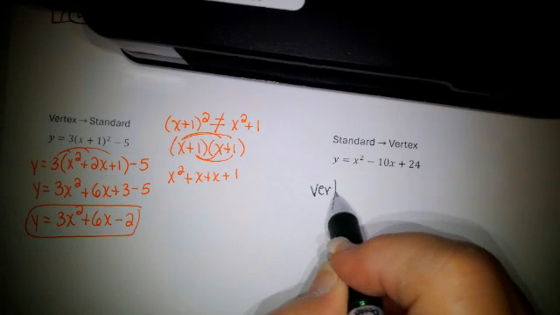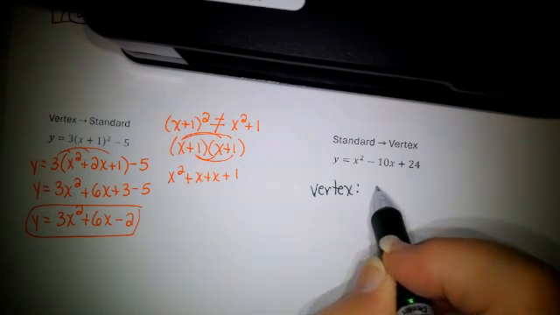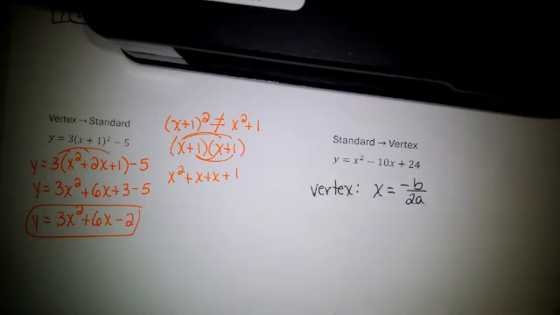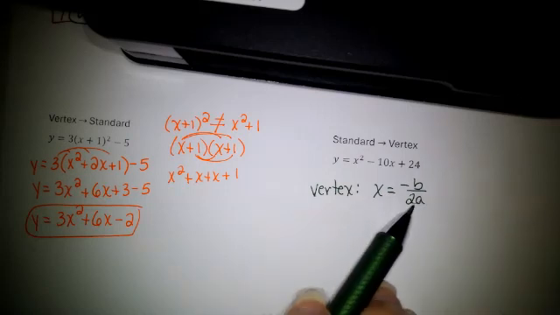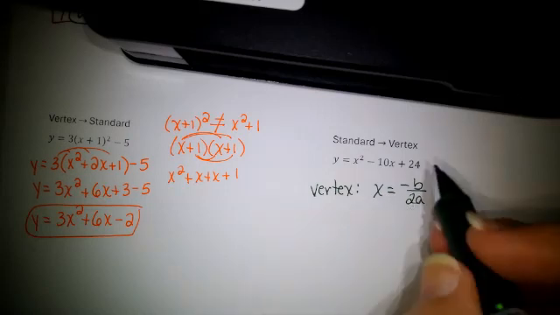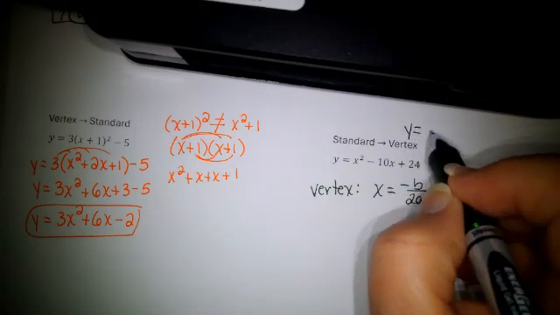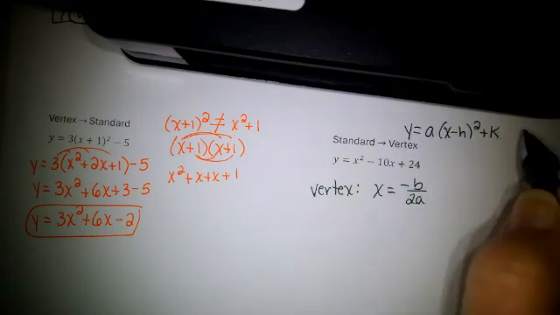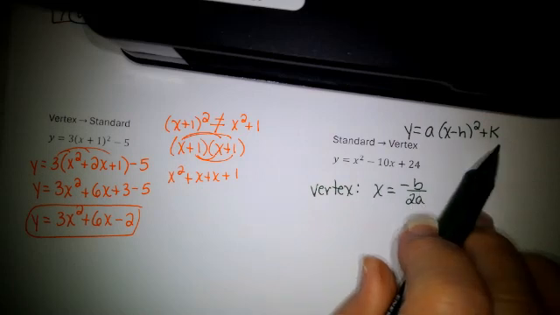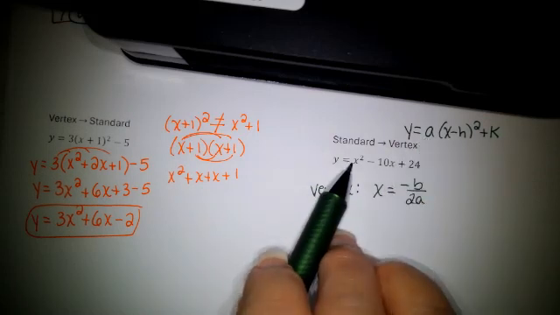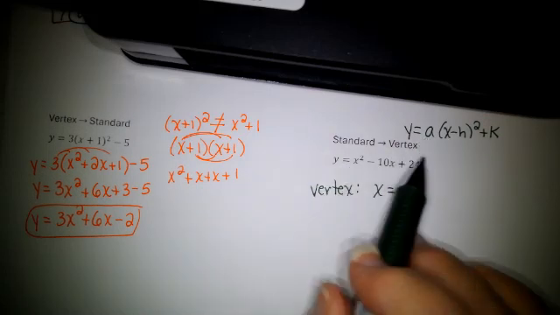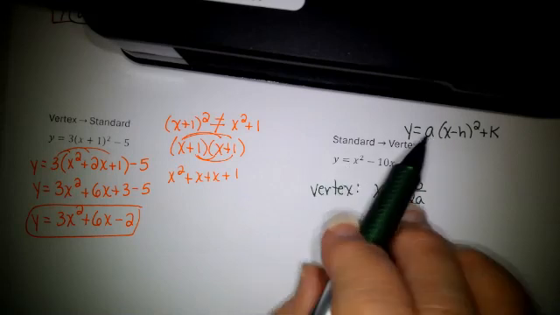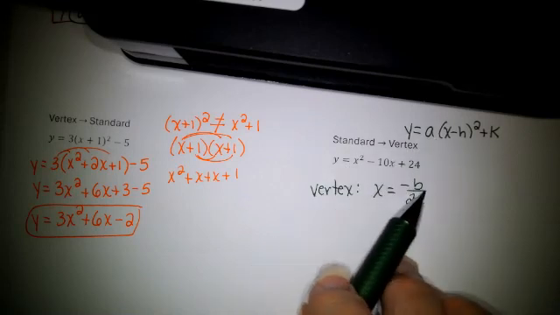So remember, when it's in standard form, the x-coordinate of the vertex was negative b over 2a. And then we'll use that to find the y-coordinate, because vertex form looks like this: y equals a times x minus h squared plus k. I just need the h and the k. Now on this one, I can tell the a value in front is a 1, because the a value in standard form and vertex form are going to be the same. I just need to solve for my vertex.